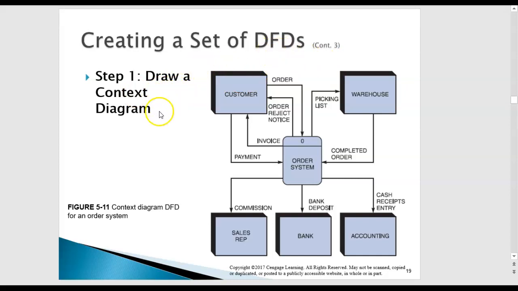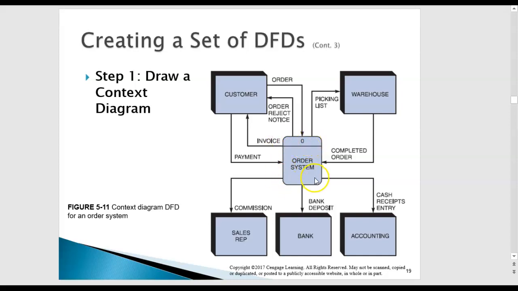draw a context diagram. A context diagram is a very, very broad overview of what the system looks like and what the external entities are that are involved in the system. So over here, what you'll see is we only have one. In this particular example, we only have one process, which is the overall order system, and that's called process 0 because it is the system.